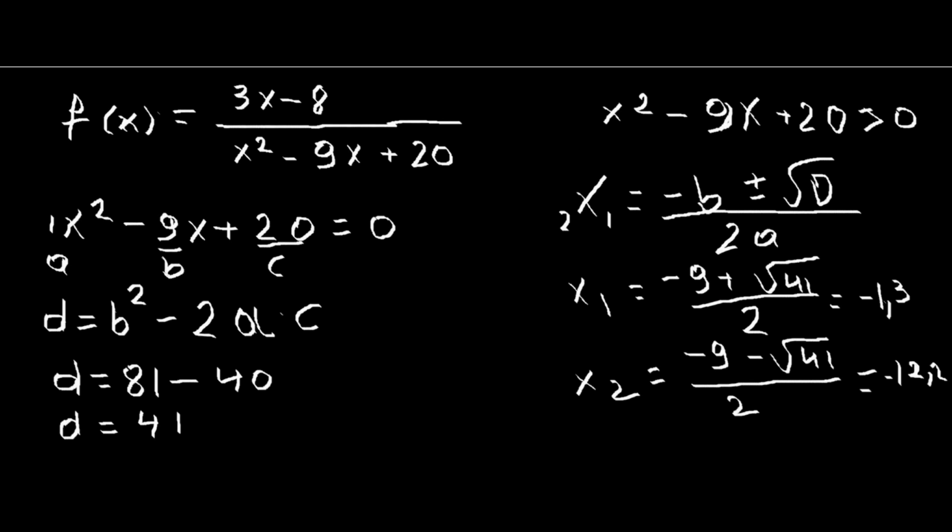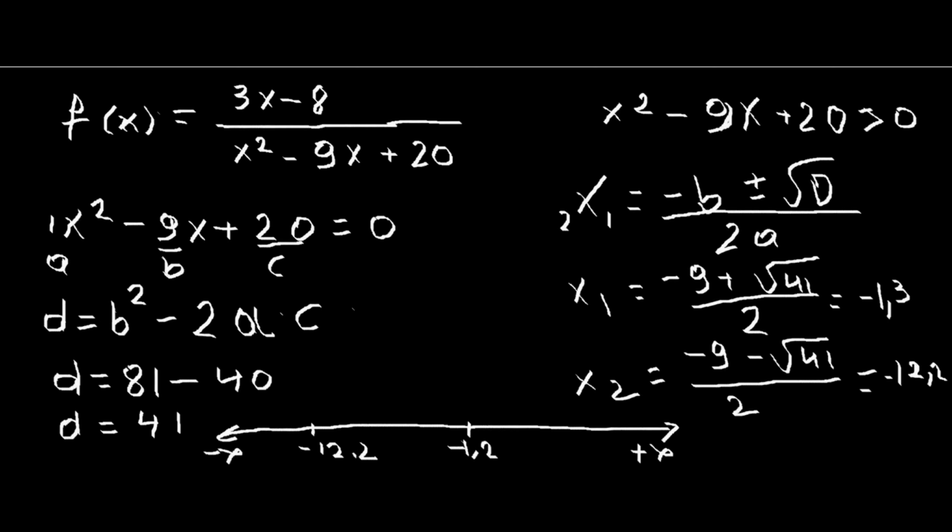So the values are minus 1.3 and minus 12.2. To find the domain of this function, we need to determine the values 12.2 and minus 1.2. This is minus infinity and this is plus infinity. Now here we need to be careful. These values make our function 0 because they are the roots x1 and x2. So these are excluded.